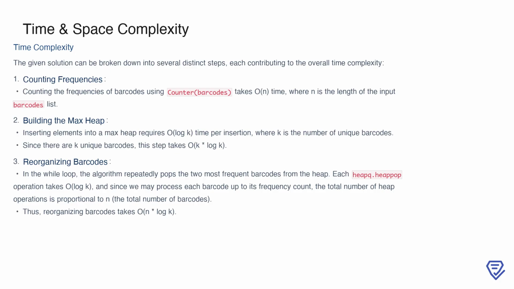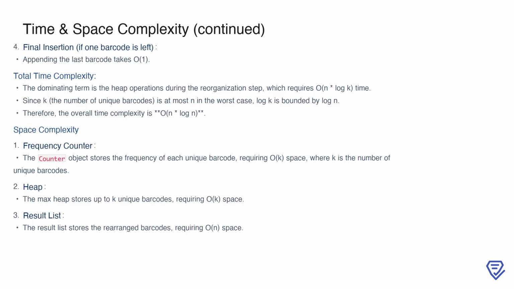These steps collectively contribute to the overall time complexity of the solution. In the final step of the algorithm, if there is one barcode left in the heap after all pairs have been processed, we simply append it to the result. This operation is constant time, O(1). When we sum up the contributions of all steps, the dominant term is the reorganization step, which takes n * log k time. Considering that k, the number of unique barcodes, is at most n in the worst case, log k is bounded by log n. As a result, the overall time complexity simplifies to n * log n.